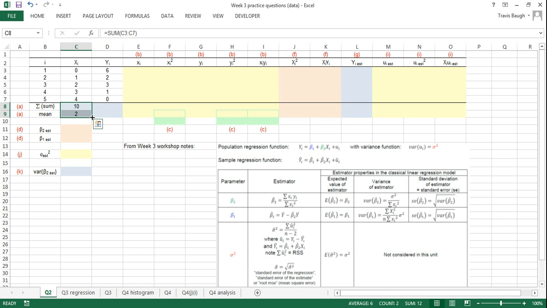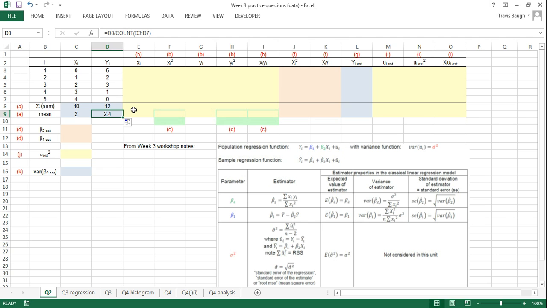To do y, I'm just going to highlight those two calculations I just did for x and then drag them across, and check that the formulas are doing what I expect them to do, which seems to be the case. And that's part A done.